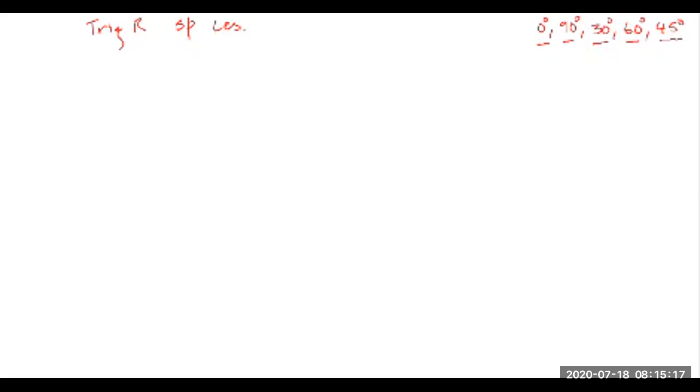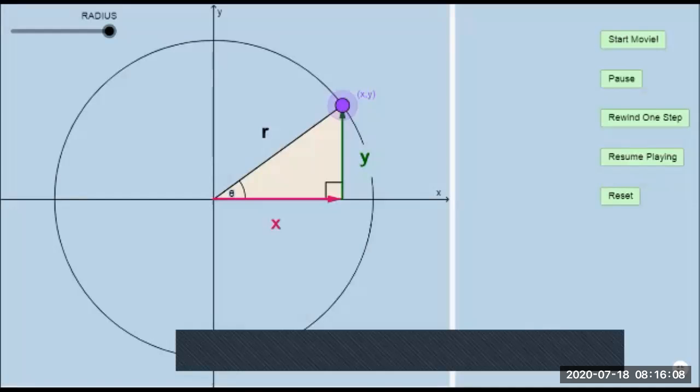So in order to understand the trigonometric ratios for 0 degree and 90 degree especially, let's take the help of GeoGebra software. So here you go students. See students, I'm having a right angle triangle. In this right angle triangle, this black line is the hypotenuse of the triangle, which is also the radius of the circle.